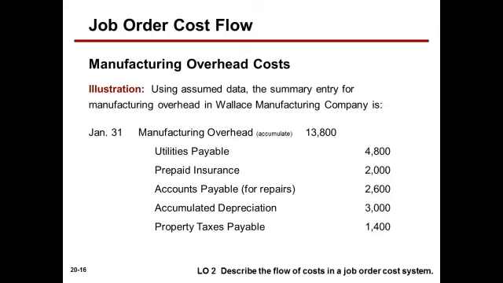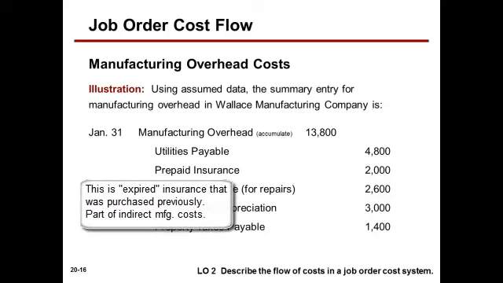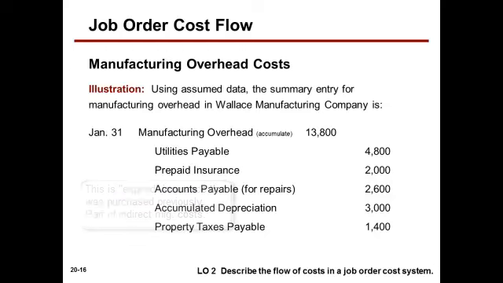Illustration. The summary data for manufacturing overhead for Wallace Manufacturing Company is $4,800 of utilities, $2,000 of prepaid insurance, repairs of $2,600, depreciation of $3,000, and property taxes payable of $1,400. We sum those entries up, debit manufacturing overhead, $13,800, increasing that account. That's an accumulation of cost. It'll later be assigned to work in process.